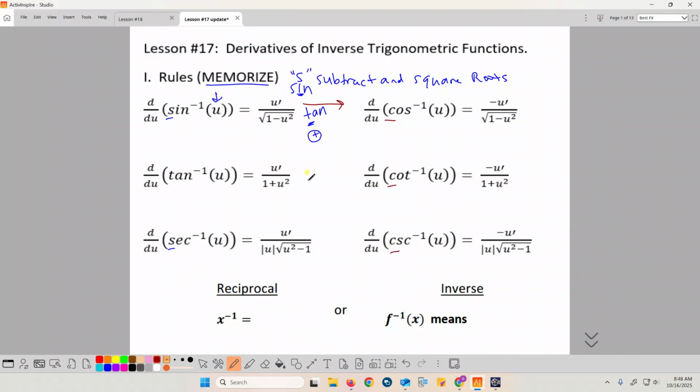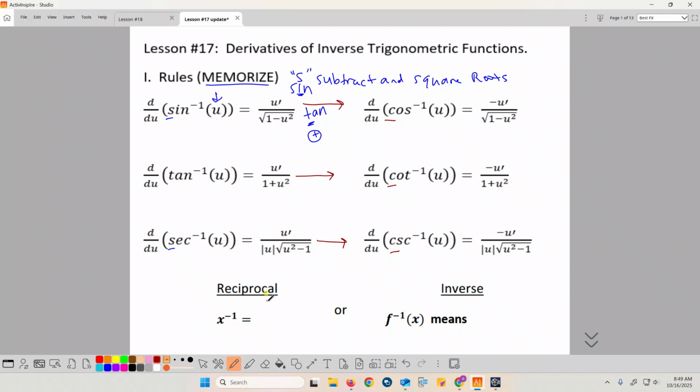And the cofunction of tangent is cotangent. So whenever I see the inverse cotangent, I'm using the tangent formula with the plus, but I'm going to put a negative in the front. And whenever I see cosecant, that's the cofunction for secant. So I'm using the inverse secant formula here, but I'm just going to throw a negative in the front. Now, one of the things I didn't talk about was this absolute value of u. We'll talk about that in a second. For now, just go ahead and write it down. Make sure that you pause the video and jot down these 6 inverse trig derivative rules.